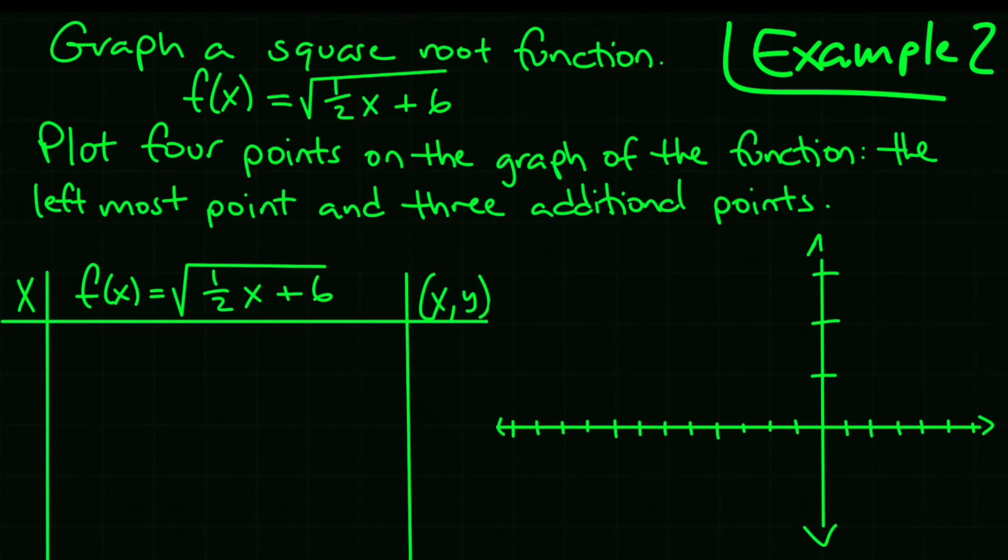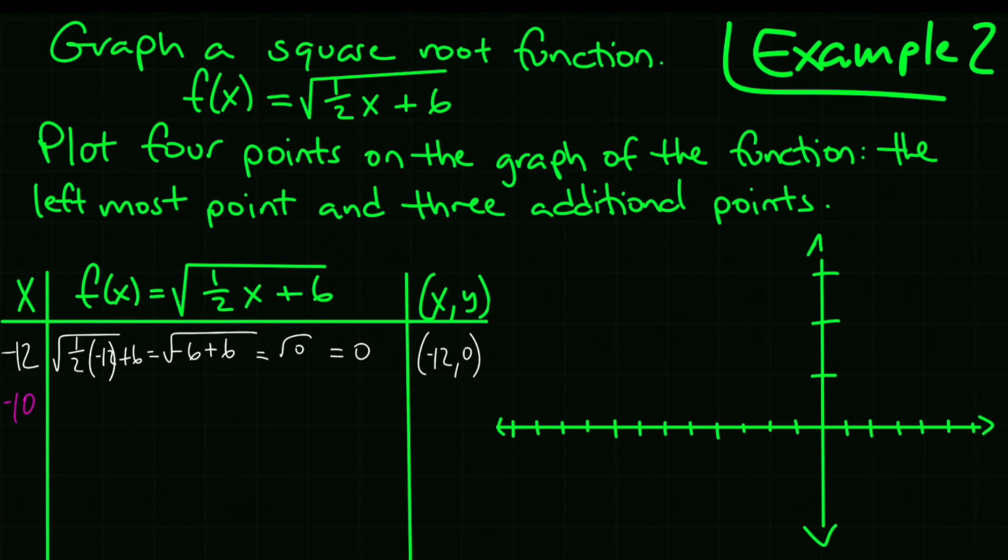So our first number is going to be negative 12. So I have 1/2 of negative 12 plus 6 square rooted. That's the same thing as negative 6 plus 6 square rooted, which is the same thing as the square root of 0, which is just 0. So when x is equal to negative 12, my y value is going to be equal to 0.